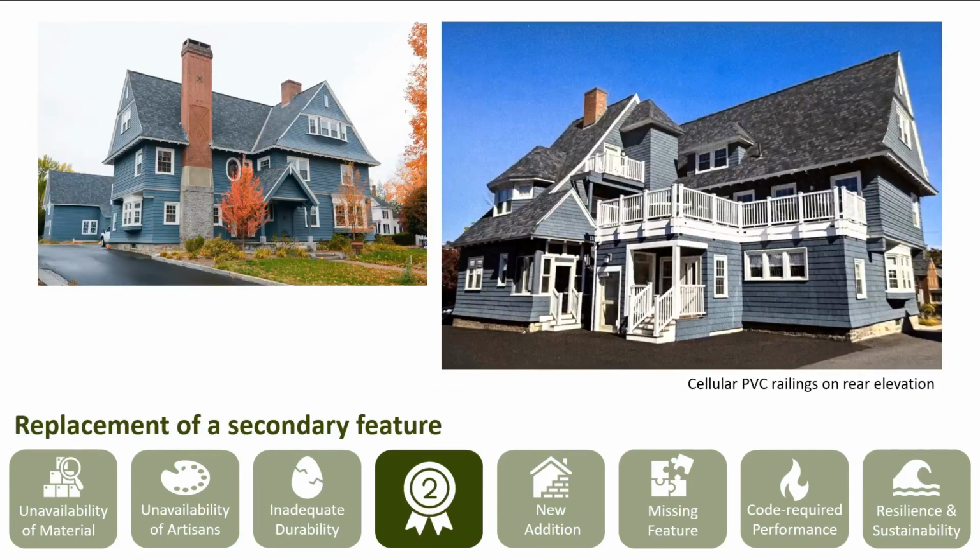A less distinctive secondary feature may have more flexibility in the replacement material and required match. However, the overall character should still be preserved. In this example of a late 19th century residential property, the new and existing porches and stairs received cellular PVC railing systems as secondary features on a rear elevation, as we see in the image on the right. Since these features are not readily visible from the street elevations that we see in the image on the left, the overall character of the building is well preserved.